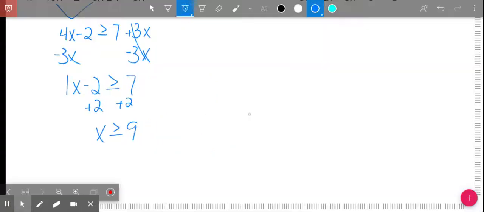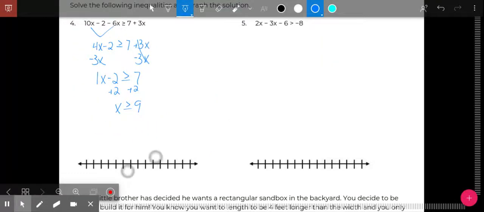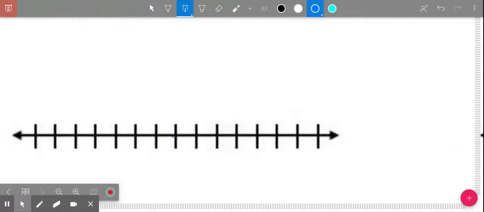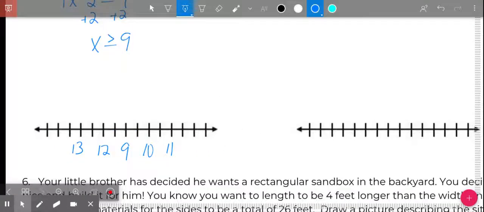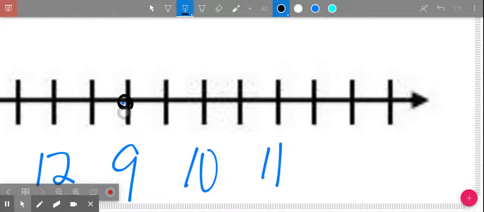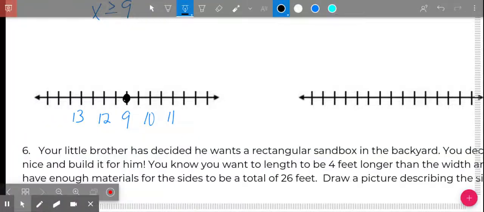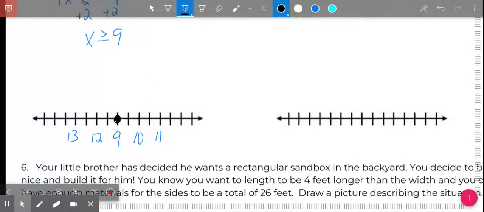So now we do need to get this graphed. The 9 goes in the middle, with a few numbers that are bigger and a few numbers that are smaller. We've already talked about how if it's "or equal to," that means it gets a solid dot. So we're going to put a solid dot over the 9 because it's or equal to 9. We want all the numbers that are greater than or equal to 9. Well, I want you to think about it.